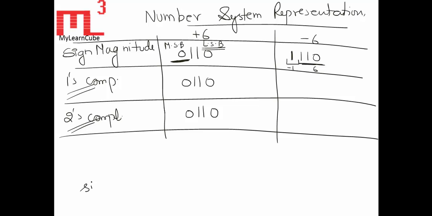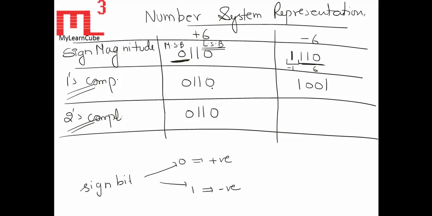So sign bit, you can note down here: if it is 0, it represents a positive number. If it is 1, it represents a negative number. So this is your sign magnitude representation of -6. So one's complement, all you know.